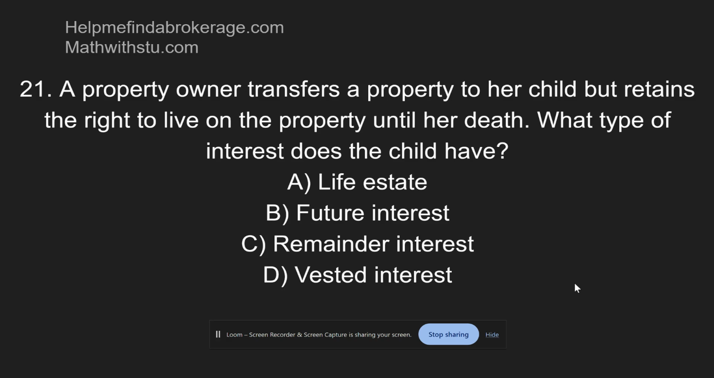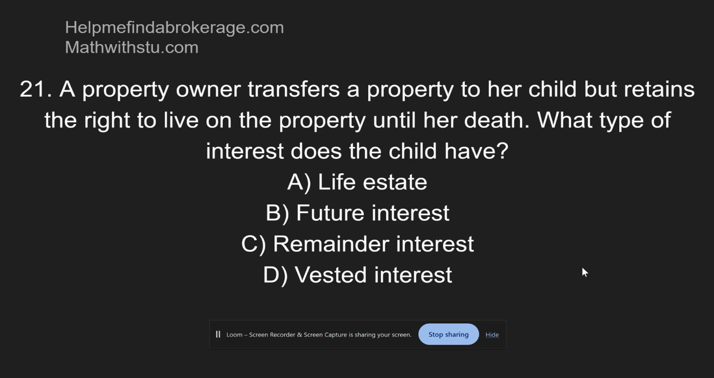Remember what the question's asking. It says, what type of interest does the child have? So think about this. Is that a life estate, a future interest, a remainder interest, or a vested interest? Property owner transfers her property to her child, but retains the right to live on the property until her death. What type of interest does the child have?